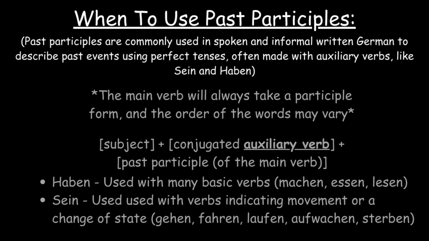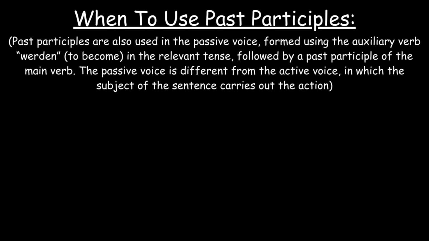Aside from perfect tenses, past participles are also used in the passive voice. In German, the passive voice is formed using the auxiliary verb werden, to become, in the relevant tense, followed by a past participle of the main verb. The passive voice is different from the active voice in which the subject of the sentence carries out the action.